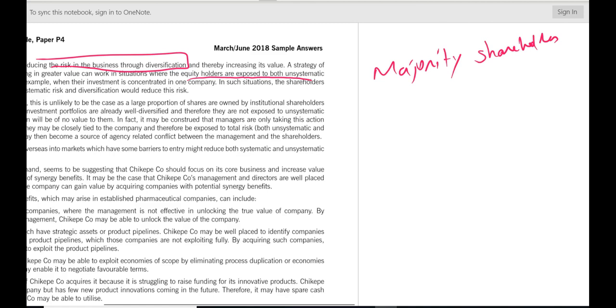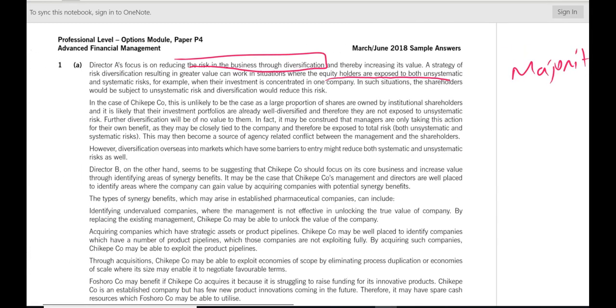have diversified their position already. So if the company is going into diversification, it will add no benefit for the existing shareholders. But in a case where shareholders are not diversified, and if the company does the diversification, then definitely it will increase the value of shareholders. For example, when the investment is concentrated in one company, the shareholder would be subject to unsystematic risk, and diversification would reduce the risk. In this paragraph, we are talking about those investors which normally invest in a single company.